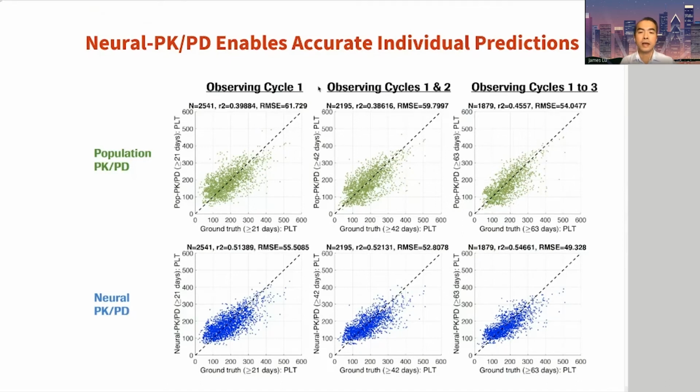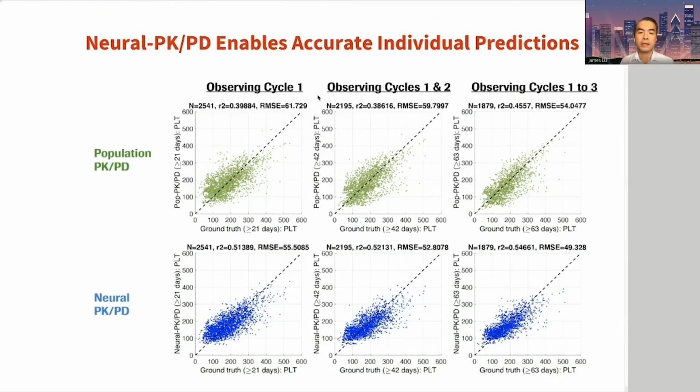So you might ask, how does the neural PKPD model perform for making individual patient predictions? The row at the bottom shows the neural PKPD results. We took the same model and considered the following three cases, observing only cycle 1, or cycles 1 and 2, or data from cycles 1 to 3. And in each case, we plotted the unseen data on the horizontal axis and the model predictions on the vertical axis. And we use R-squared and RMSE to measure model predicted performance.